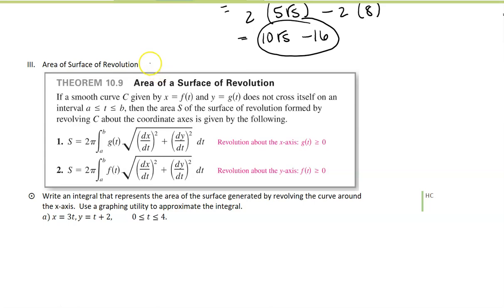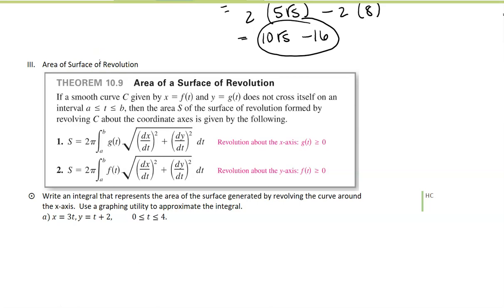So this is actually a little bit more simple than what we were doing before in rectangular representation. So x is f of t, y equals g of t. If you're revolving around the x-axis, you use the y function g of t. If you're revolving around the y-axis, you use the x function f of t.